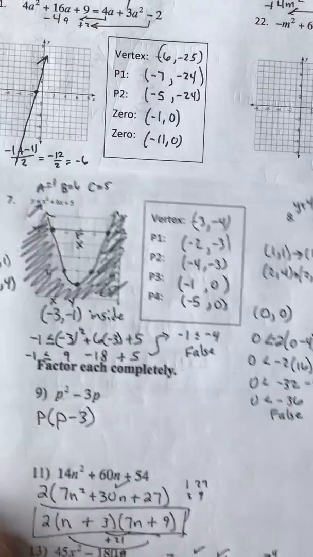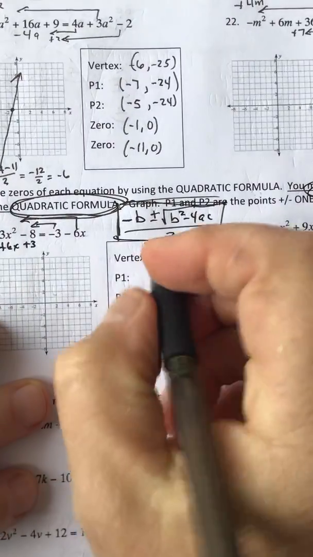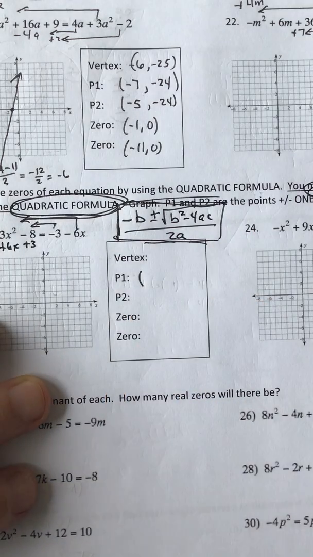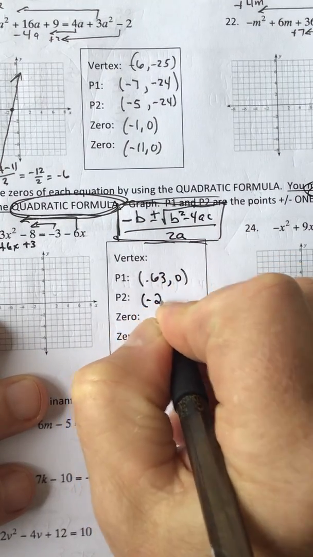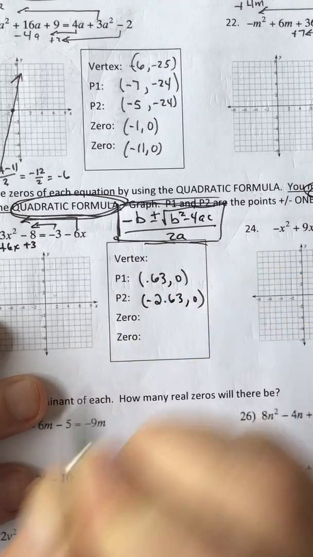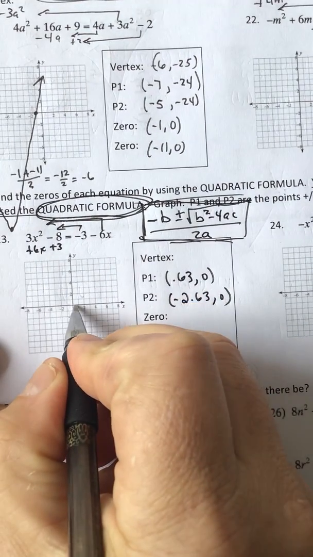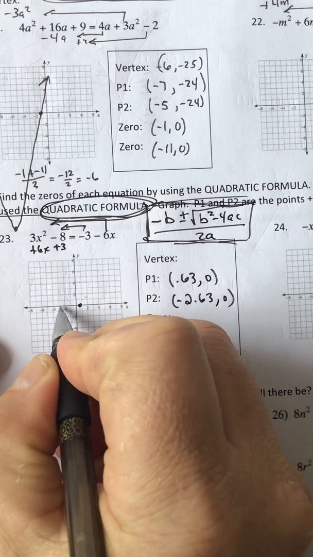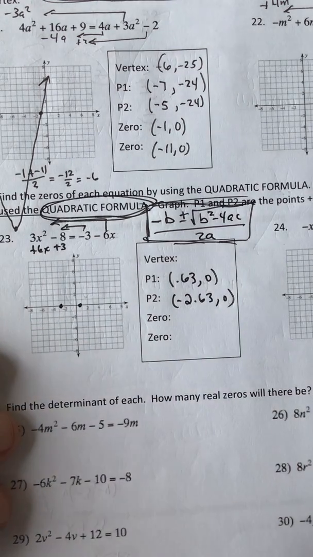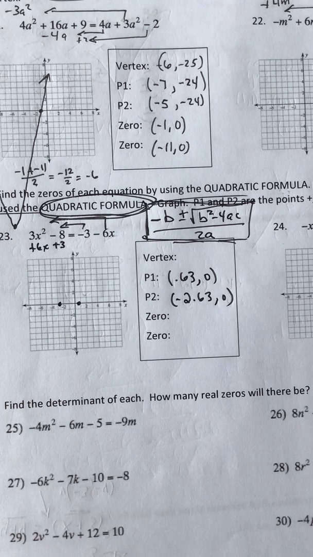Okay, so the zeros that I have are 0.63 up 0 and negative 2.63 up 0. So right about there, 0.63 and negative 2.63, right about there. Okay, I'll come up with the vertex next.